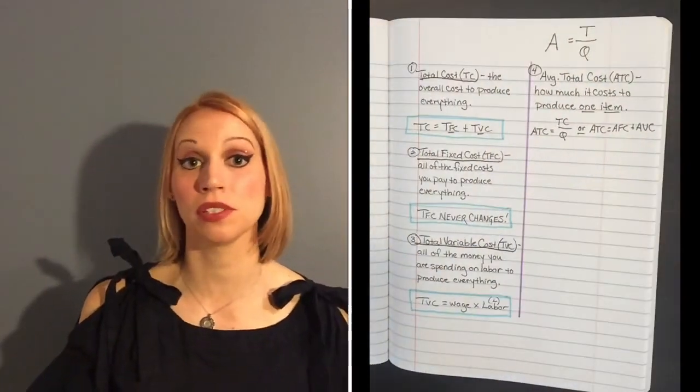Remember how total cost was all of your fixed plus all of your variable? Well, average total cost is going to be your average fixed plus your average variable. So average total cost is how much it costs to make one thing. And we can split that into how much is going towards labor and how much is going towards fixed cost.